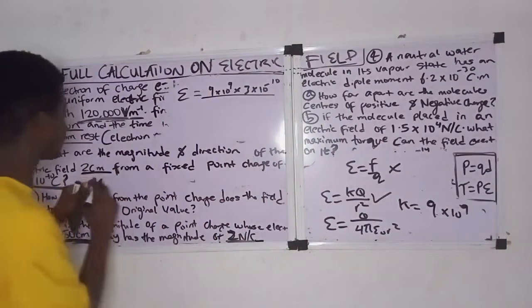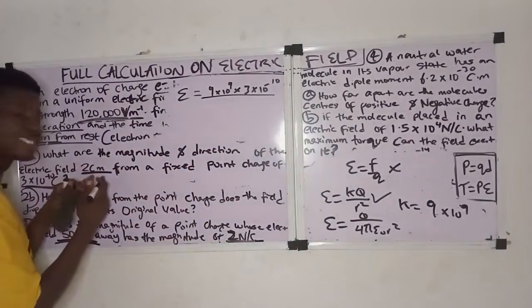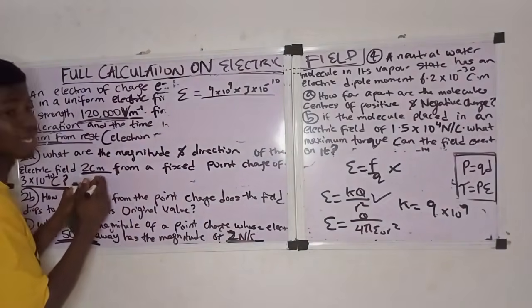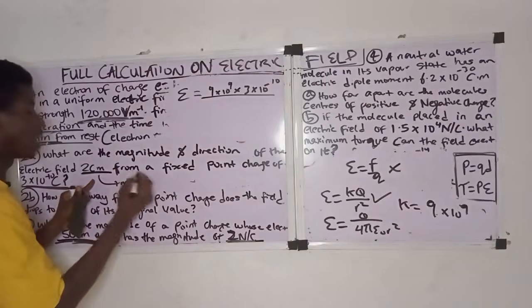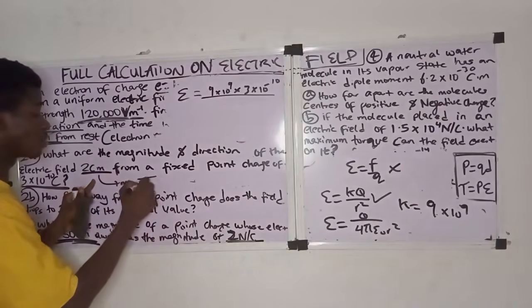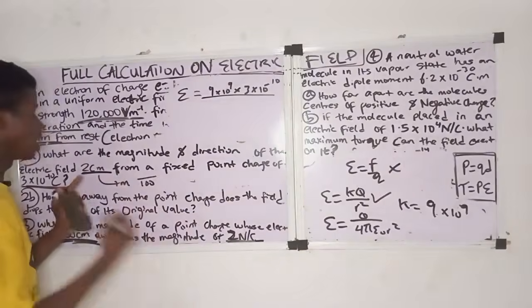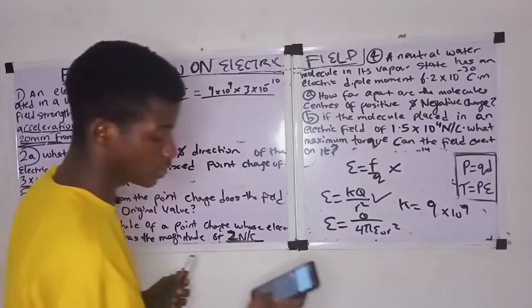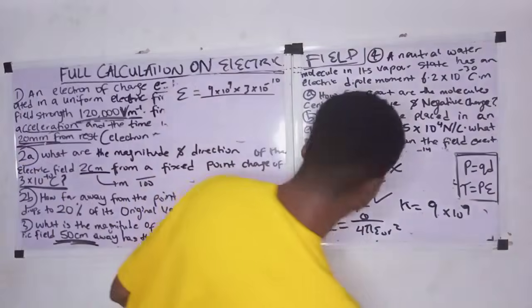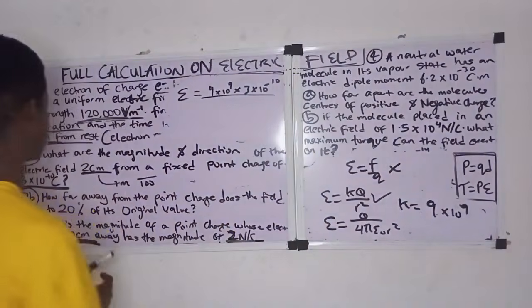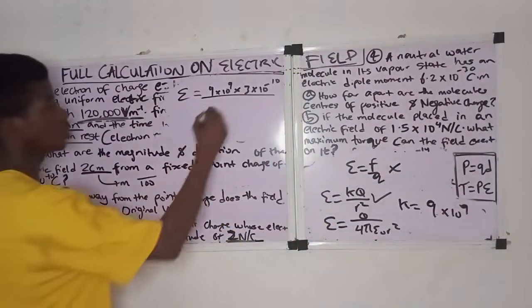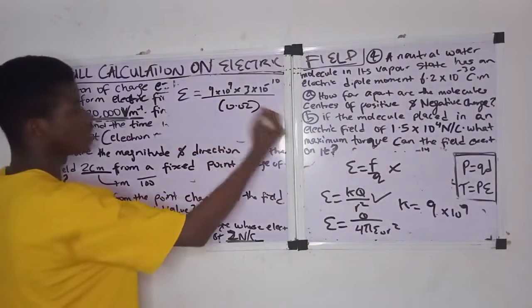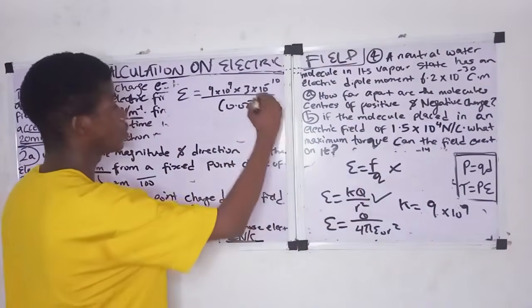2 centimeter, right? Now, since this distance is in centimeter, we need to convert it to what? To meter. How are we going to do it? By dividing by 100, right? If we divide 2 by 100, it will give us 0.02. Therefore, the distance is 0.02 meter. Remember, this distance carries a square, right?